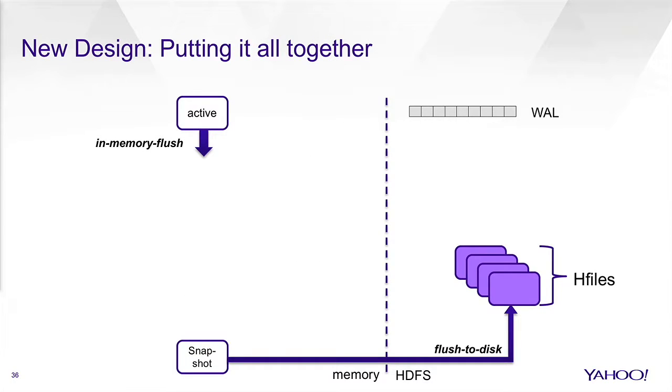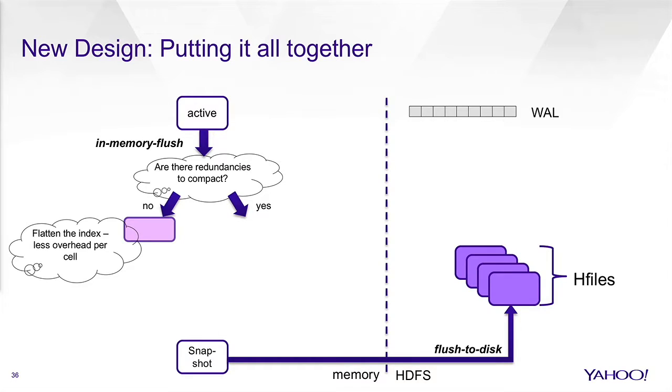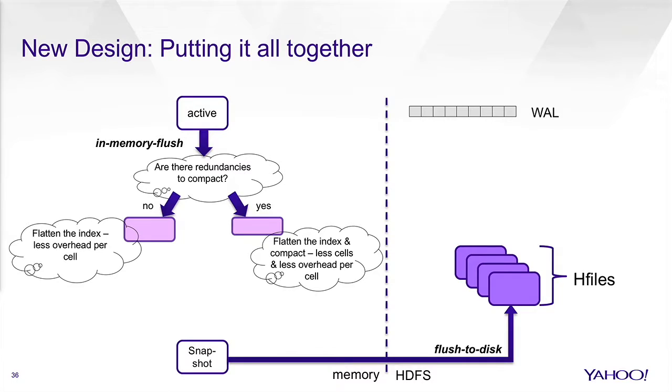So how it works now, putting it all together. When you want to make the in-memory flush, first you ask, are there enough redundancies to compact? Maybe you don't have redundancy, and then you don't need to spend CPU cycles on the compaction. If you have no redundancies, then just flatten the index, just at least remove all the unnecessary memory. If you have something to compact, then good, you do both, compact and present in a more efficient way.